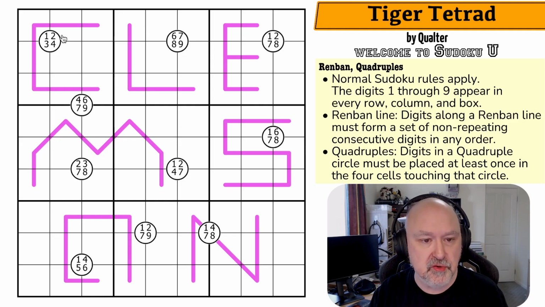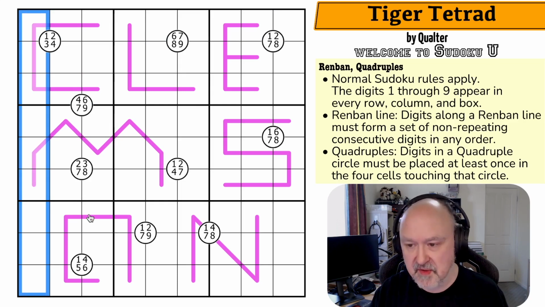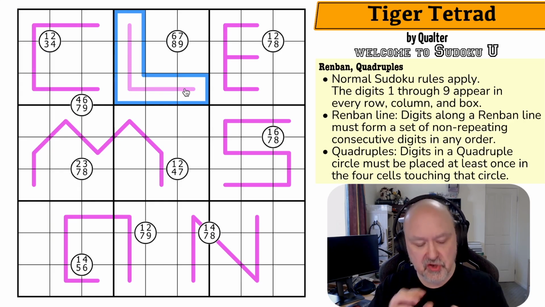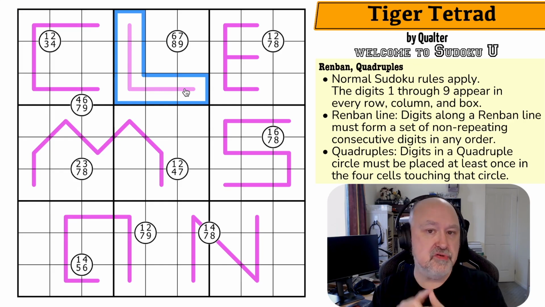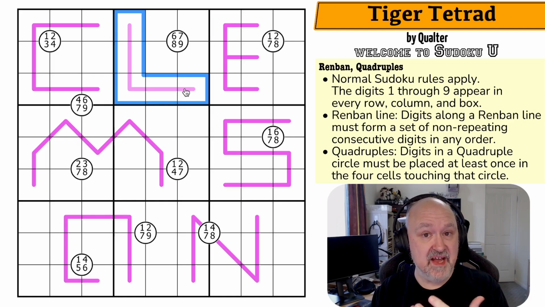So normal Sudoku rules apply. In every box, in every row, and in every column, the digits 1 to 9 must be placed without repetition. The Renban line constraint: digits on a Renban line must form a set of non-repeating consecutive digits in any order. So for example, there's no short lines here, but on this 5-length line, you could do 1, 2, 3, 4, 5. You could do 2, 3, 4, 5, 6. You could do 3, 4, 5, 6, 7, 4, 5, 6, 7, 8, or 5, 6, 7, 8, 9. They're the only possibilities. Now, they could be in any order.